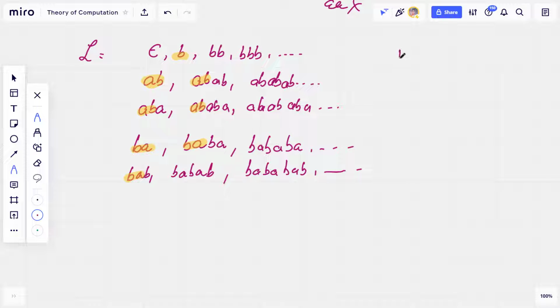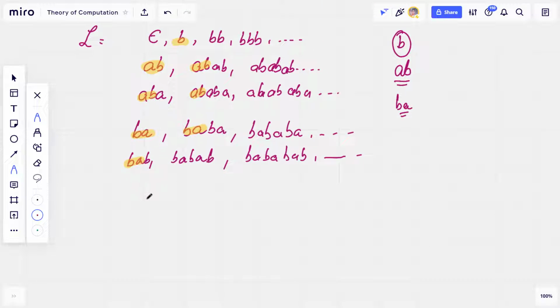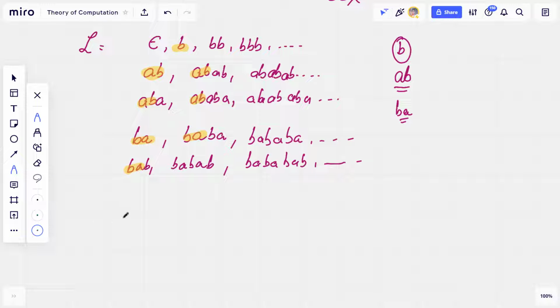So building blocks are, first is b. b can be repeated any number of times. Then there is AB. AB can be repeated any number of times. BA can also be repeated any number of times. So you can write something like this: B plus, since B can be repeated any number of times, or AB can be repeated any number of times, or BA can be repeated any number of times.